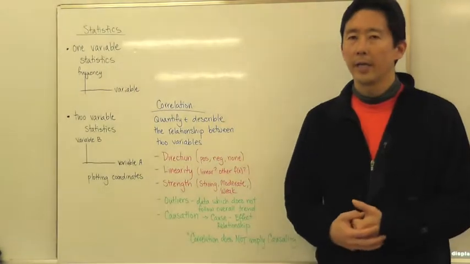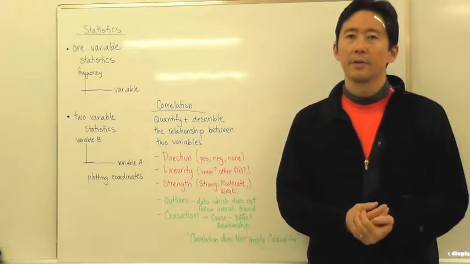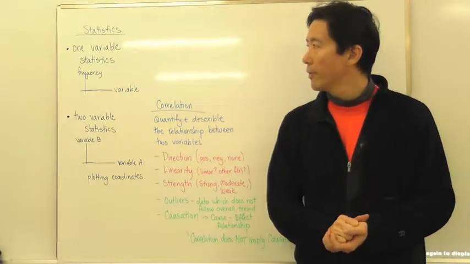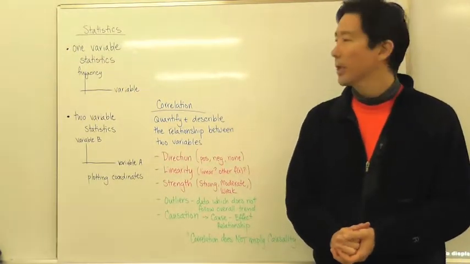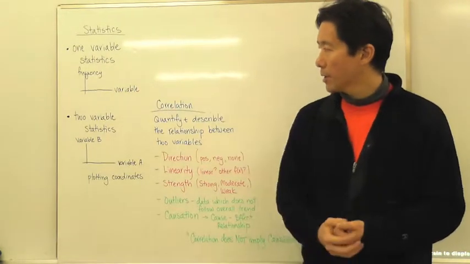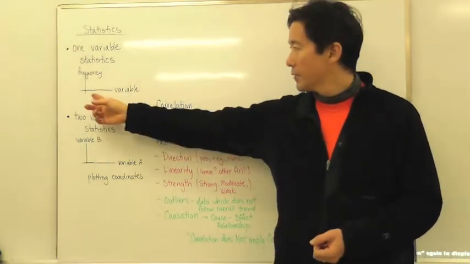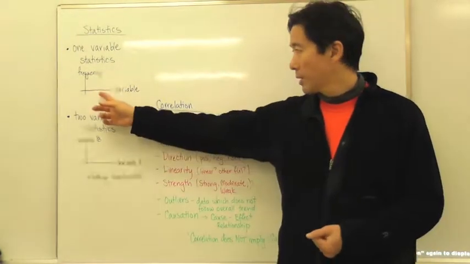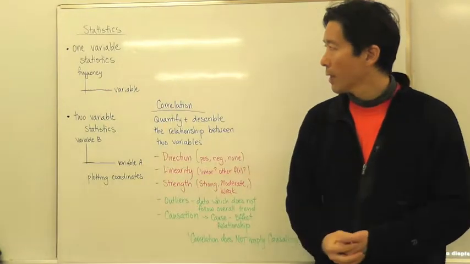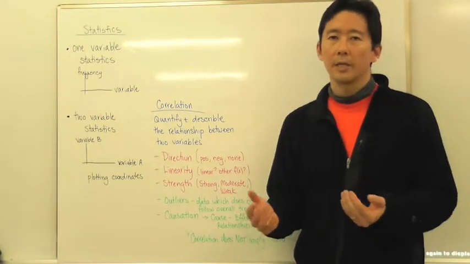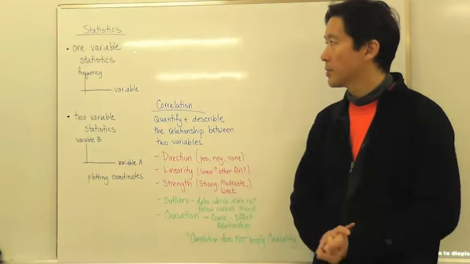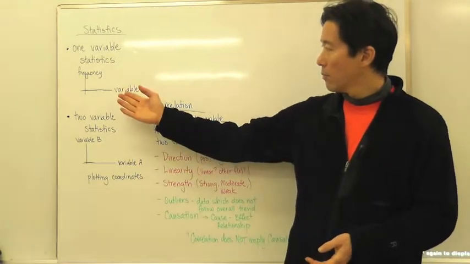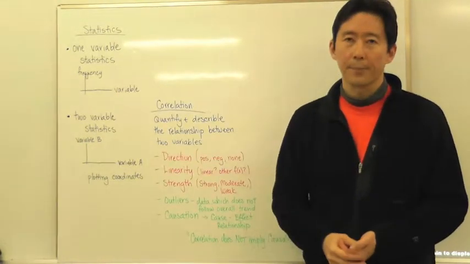Hello everyone, let's go ahead and take a look at our continued studies of statistics. Now what we've started off with is one variable statistics. Basically, that meant that we took a look at a particular variable, and based upon its values, we then looked at the frequency of those values. We also took a look at the measures of central tendency, measures of spread, etc. And that was how we looked at one variable statistics.